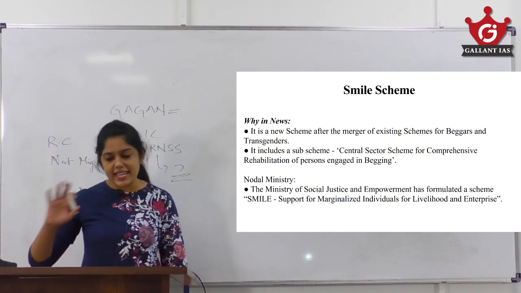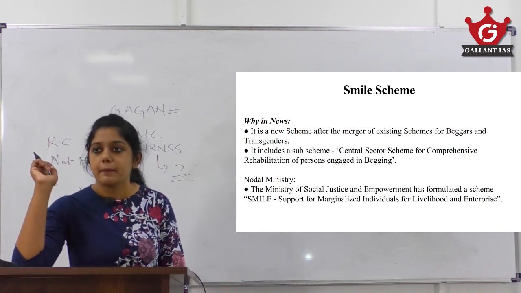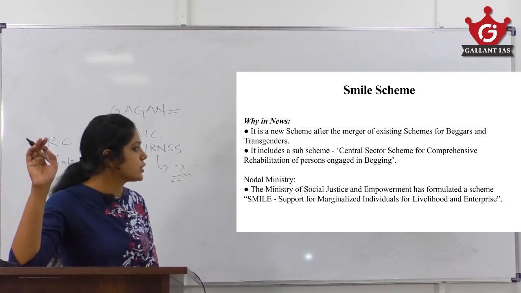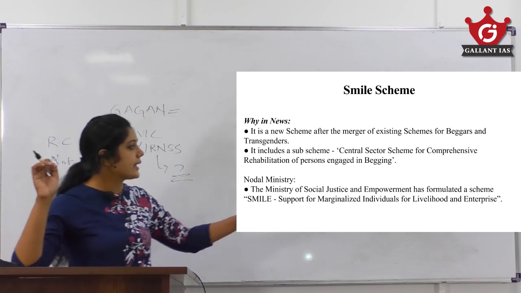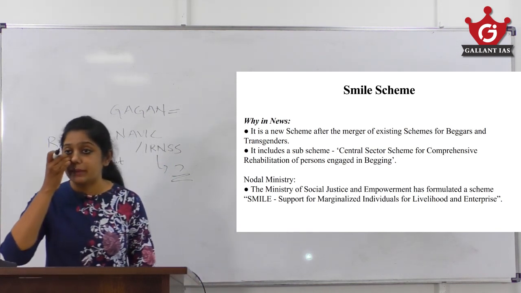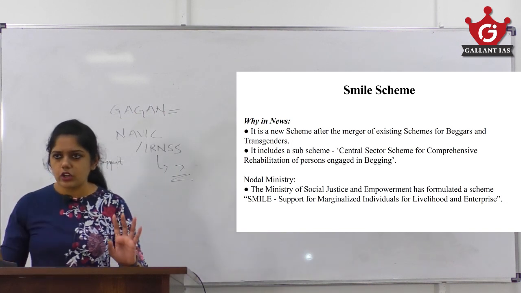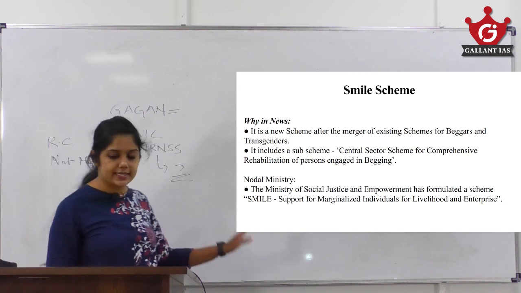See, vulnerable sections, almost all sections are included under which ministry? Ministry of Social Justice. That is the logic here. Here the ministry is the Ministry of Social Justice and Empowerment, SMILE: Support for Marginalized Individuals for Livelihood and Enterprise. That is the full form. The full form is not important, just connect it logically. The SMILE scheme comes under the Ministry of Social Justice.